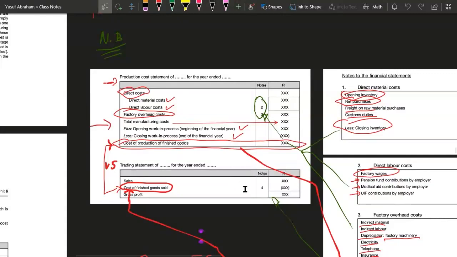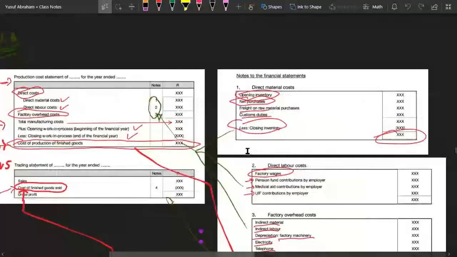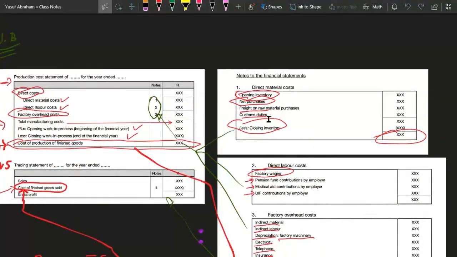For you to prepare this statement, you need notes, right? Notes to the financial statement. You know about this, right? You can't just start writing direct material, direct labor. No. You need to have notes for your direct material cost, for your direct labor cost, and also for the manufacturing overhead, right? So what will the direct material cost include?